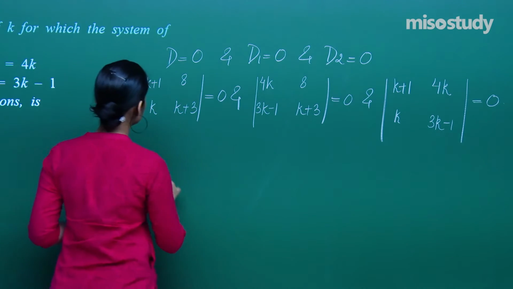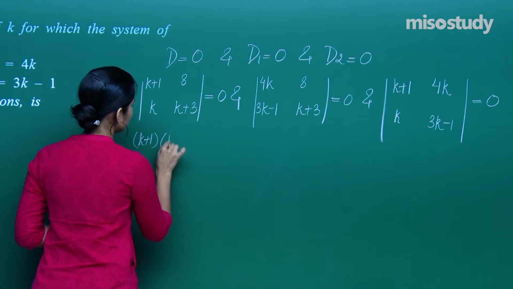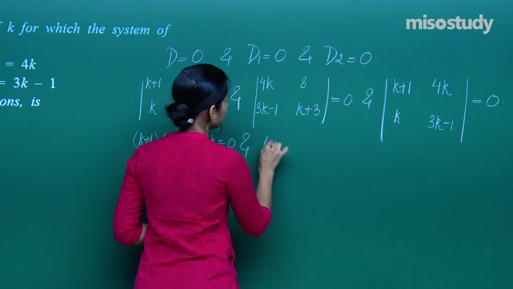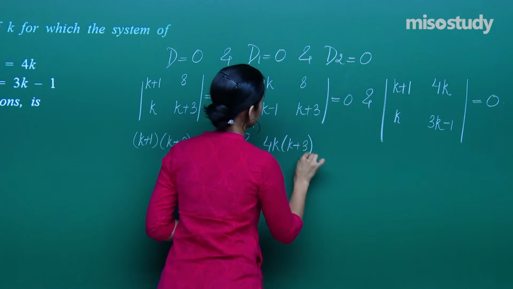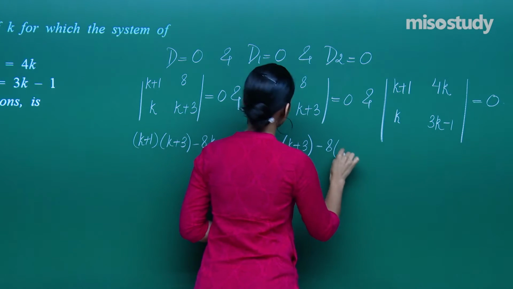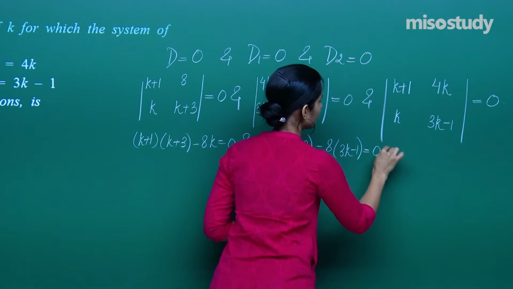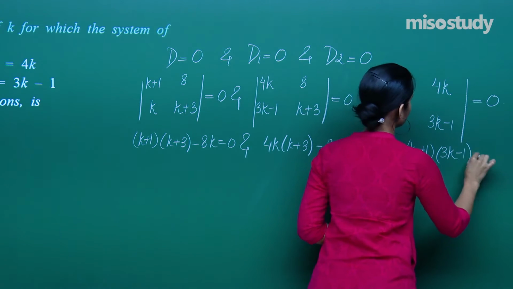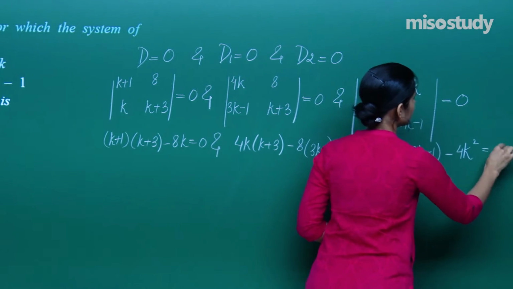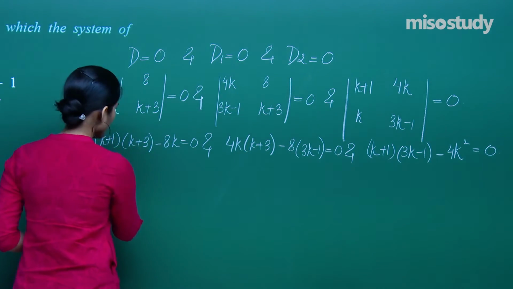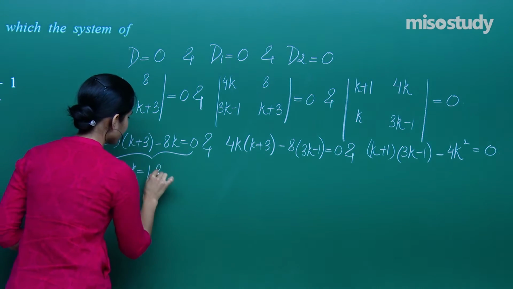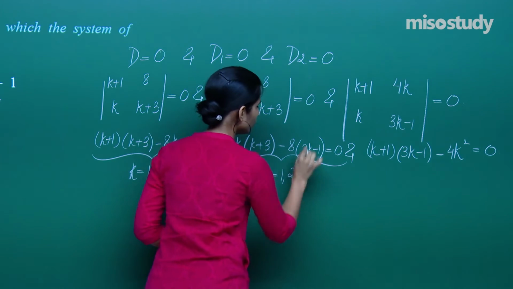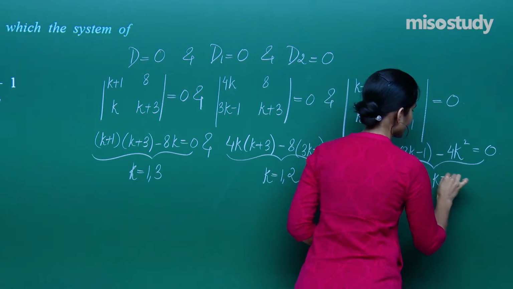Very easily you can expand this. You are going to get (k plus 1)(k plus 3) minus 8k is 0, and 4k(k plus 3) minus 8(3k minus 1) is 0, and (k plus 1)(3k minus 1) minus 4k into k is 0. When you solve this, you get k equals 1 and 3. When you solve this, you get k equals 1 and 2. And when you solve this, you get k equals 1.